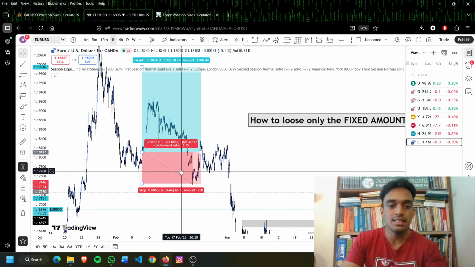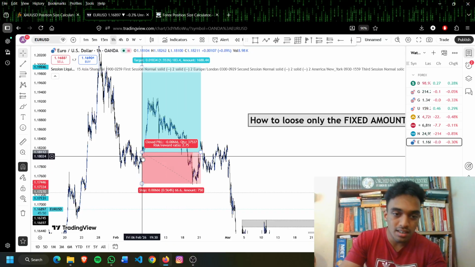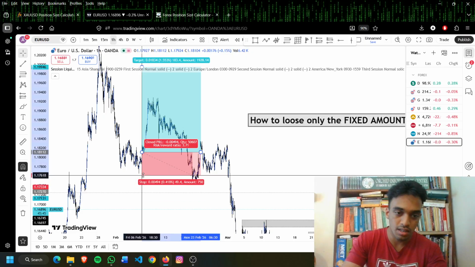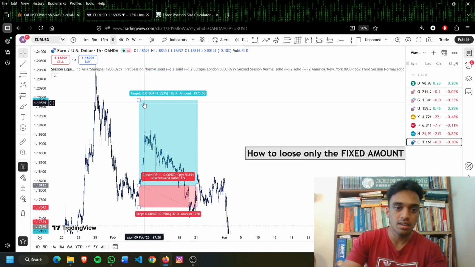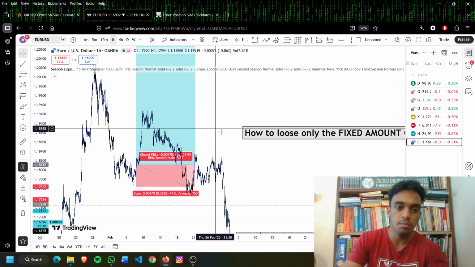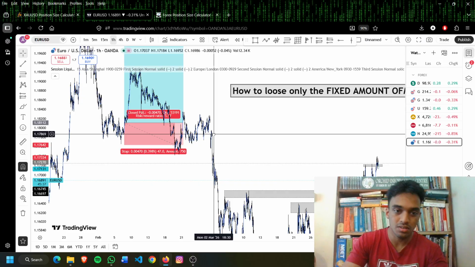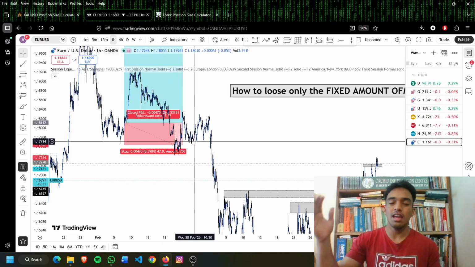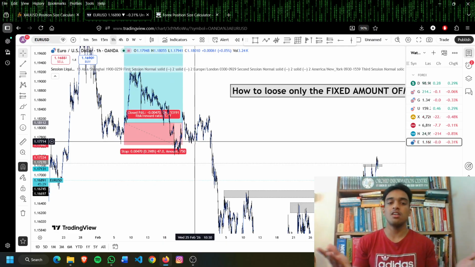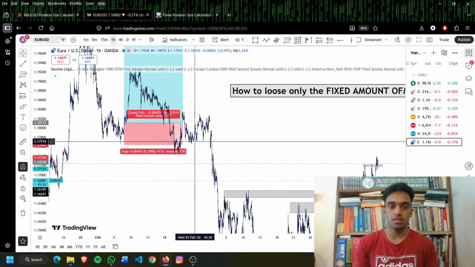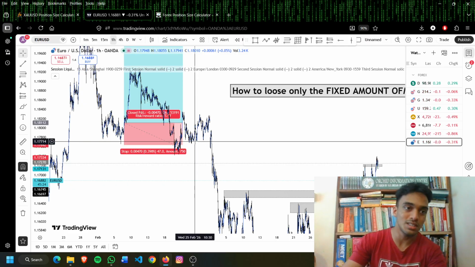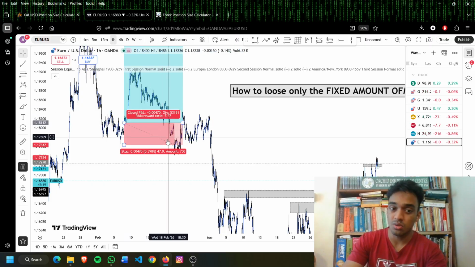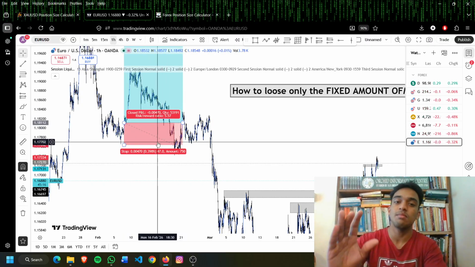For example, you entered the trade over here, you kept the stop loss exactly over here, and you take profit over there. But what happened? It came up and then went and hit your stop loss. Your aim was to lose only $50 or $100, but you lost more than that. Why did that happen? That is the question I'm going to answer. For this, you use position sizing, to get a fixed amount of loss.